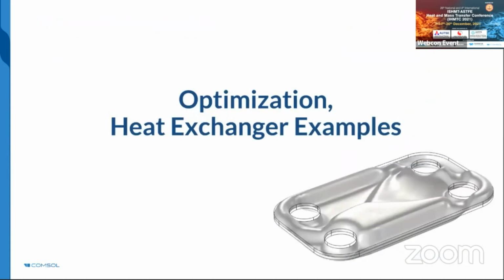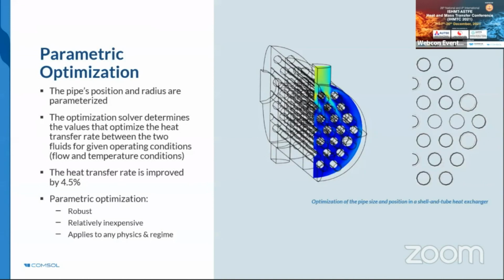And to conclude this presentation before the Q&A, just a few words about optimization. Maybe you recall that there is an add-on product for optimization, and there are different ways to tackle optimization. Either you parameterize your model, in particular the geometry, and in this case, you can have a very accurate representation of the physics, and you can tune different parameters to improve some performance, to improve some objective function.